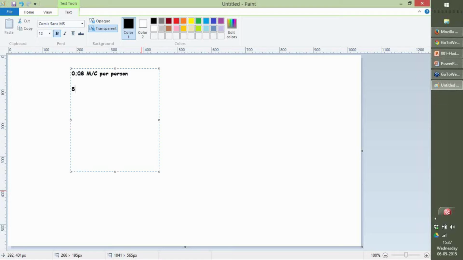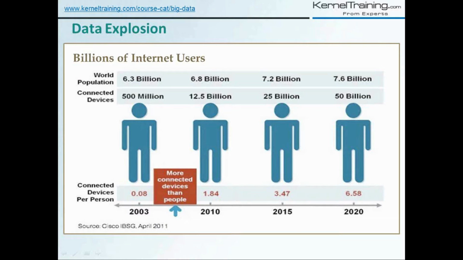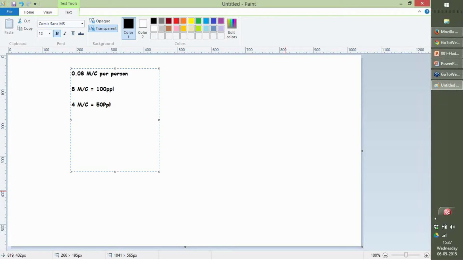Means 8 machines for 100, which means 4 machines for 50 people. In 2003, which is a matter of just 10-12 years ago, 4 machines were used by 50 people. If you observe today's scenario, in 2015, one person is using almost 4 machines. So I can say that the data is growing 50 times faster.